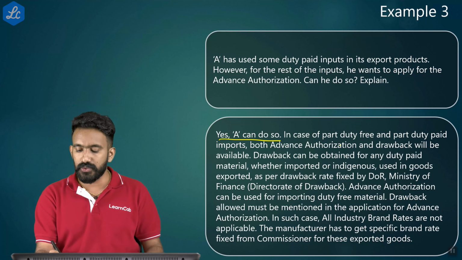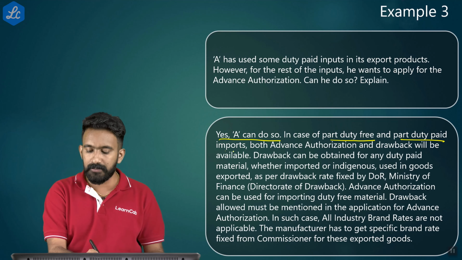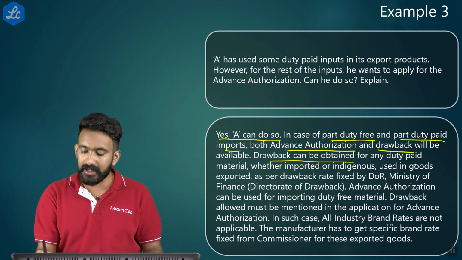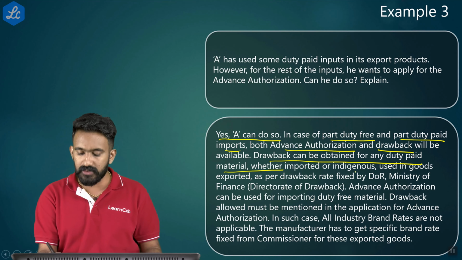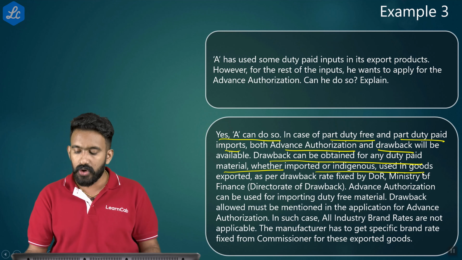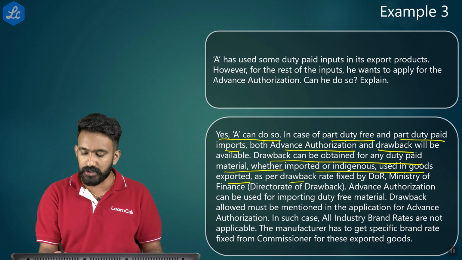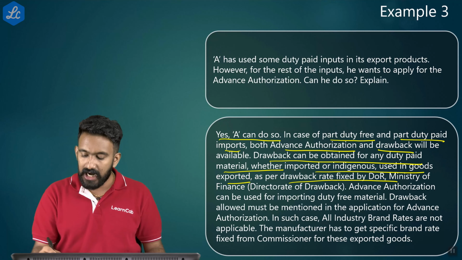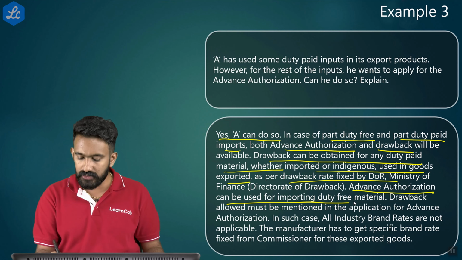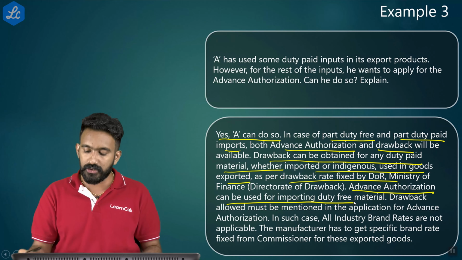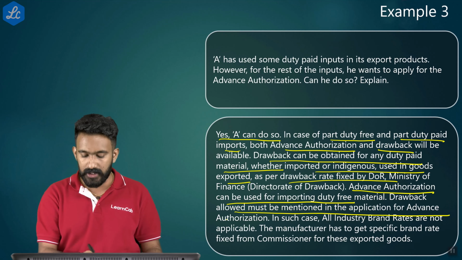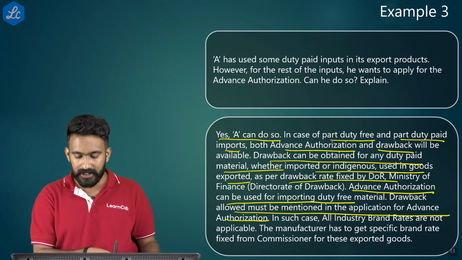In case of part duty free and part duty paid imports, both advance authorization and drawback will be available. Drawback can be obtained for any duty paid material, whether imported or indigenous or used in goods exported as per the drawback rate fixed by Department of Revenue, Ministry of Finance. Advance authorization can be used for importing duty free material. Drawback allowed must be mentioned in the application of advance authorization. I'll have to mention about drawback in that.